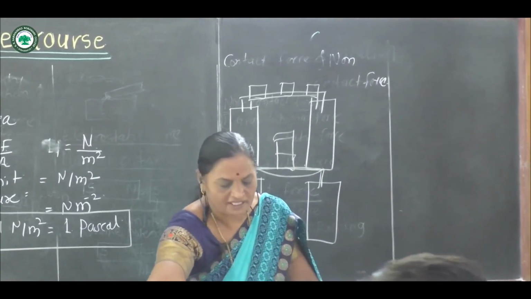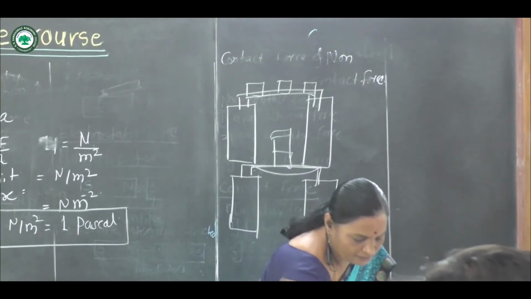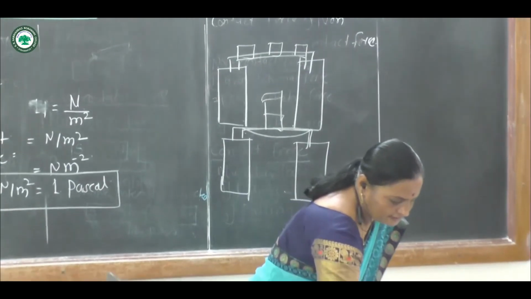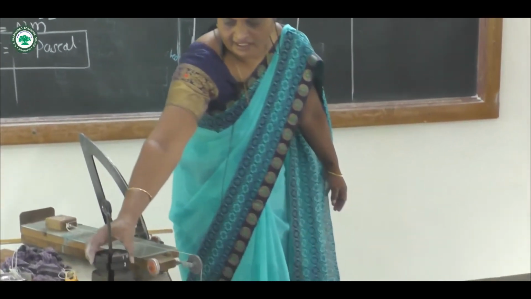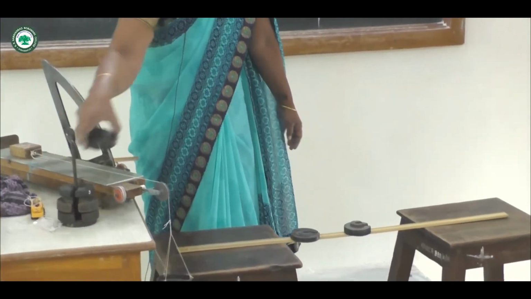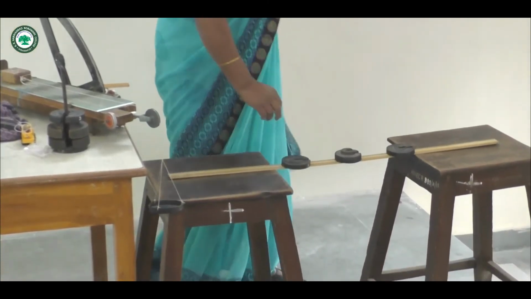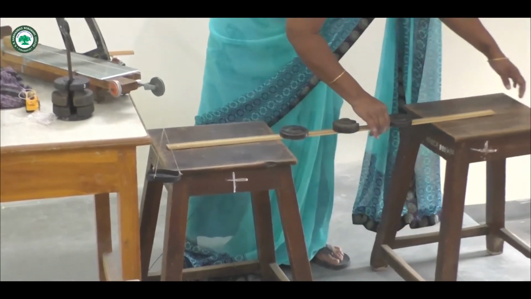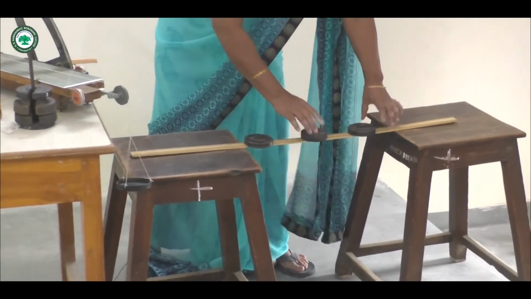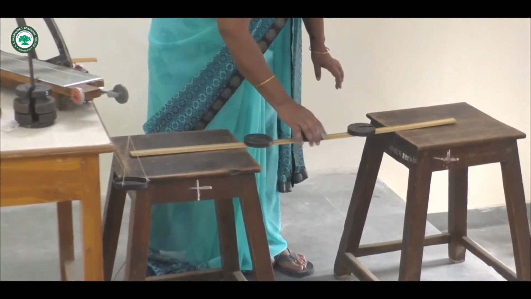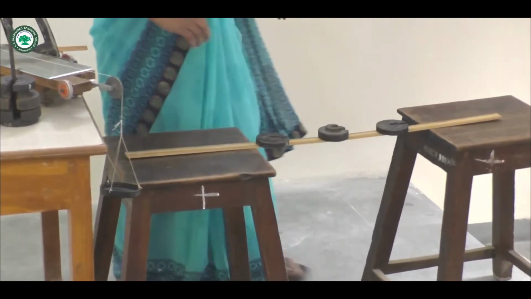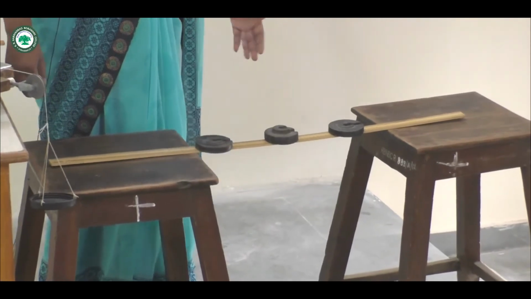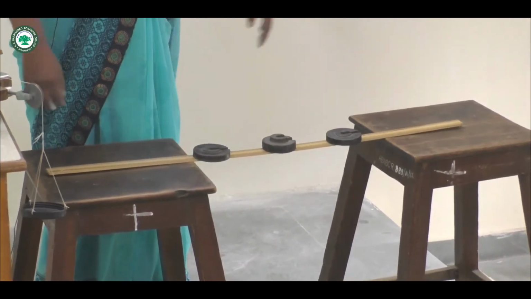Suppose these are the weights, kept at equal distance. The scale cannot bend. We can say that there is a relation between pressure and area.